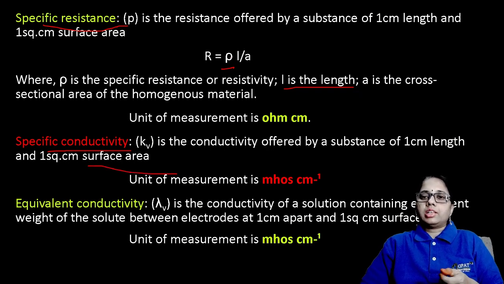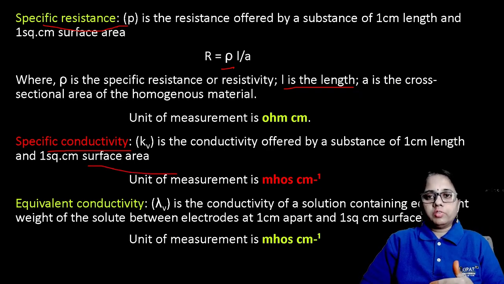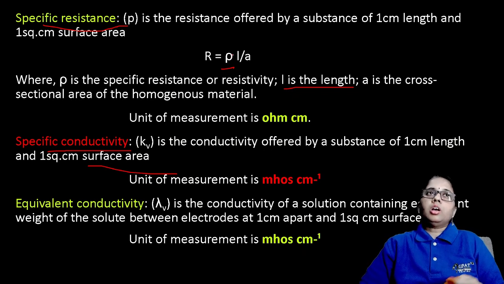Similarly, resistance is inversely proportional to conductance. So specific resistance is inversely proportional to the specific conductivity, but the unit of measurement is the reverse. Ohm inverse means mhos, and ohm centimeter inverse means mhos per centimeter. So that is the difference here.